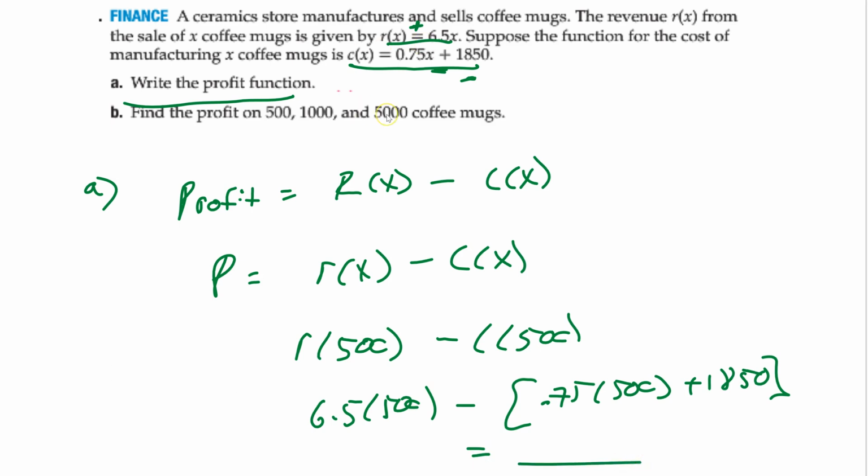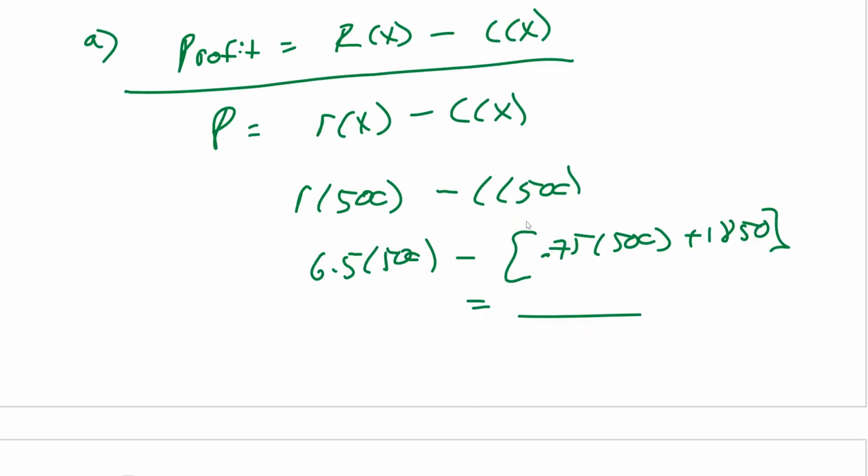You can do the same thing for the rest. But the key thing about that is I want you to understand what a profit function is. Profit is just money you make minus money you lose. That's how you find your profit.